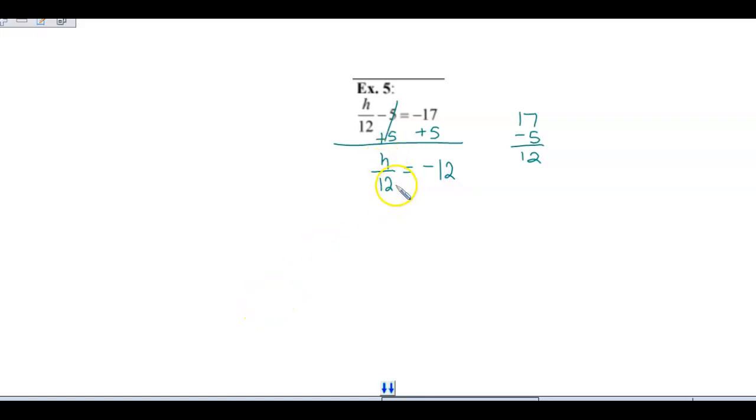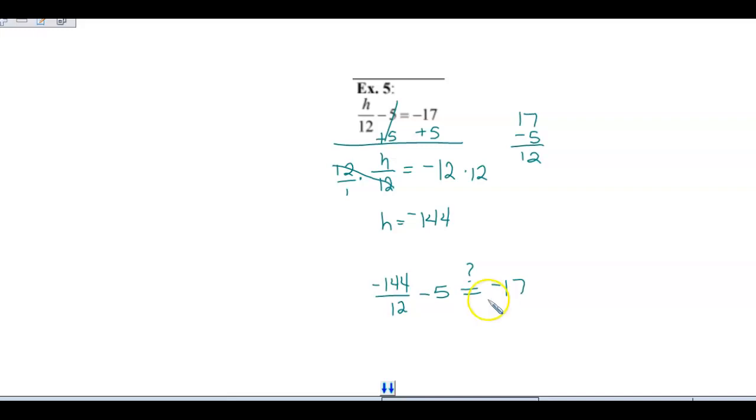Now, to get rid of the 12, this is division, so I'm going to multiply both sides by 12. The 12s cancel out on the left, and h is by itself. Negative 12 times positive 12 is 144. Because it's a negative times a positive, my answer is a negative 144. And then I would do a check step. I would take my negative 144, divide that by 12, subtract 5 from it, and I want to know, does it give me negative 17?